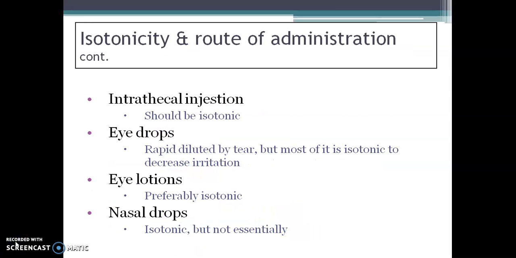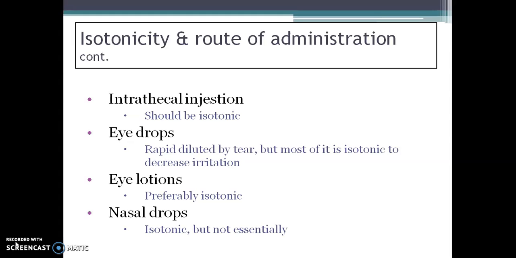Now next is the intrathecal injection. Intrathecal injections also should be isotonic with the plasma fluid. Now in case of eye drops, the ophthalmic medication in the form of lotion, we have to adjust the tonicity with lacrimal fluid to avoid harmful effects in the applied area. So that should be isotonic with the lacrimal fluid, which decreases the irritation. The eye lotion is also preferably isotonic with the tear fluid.